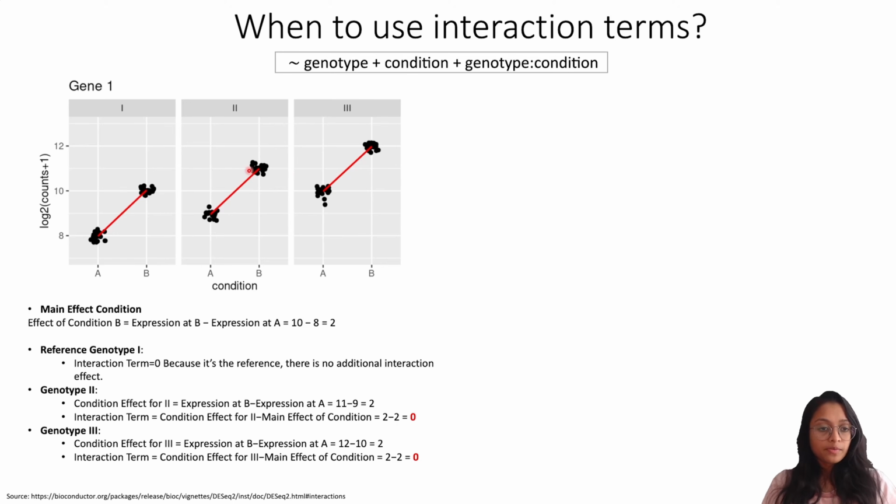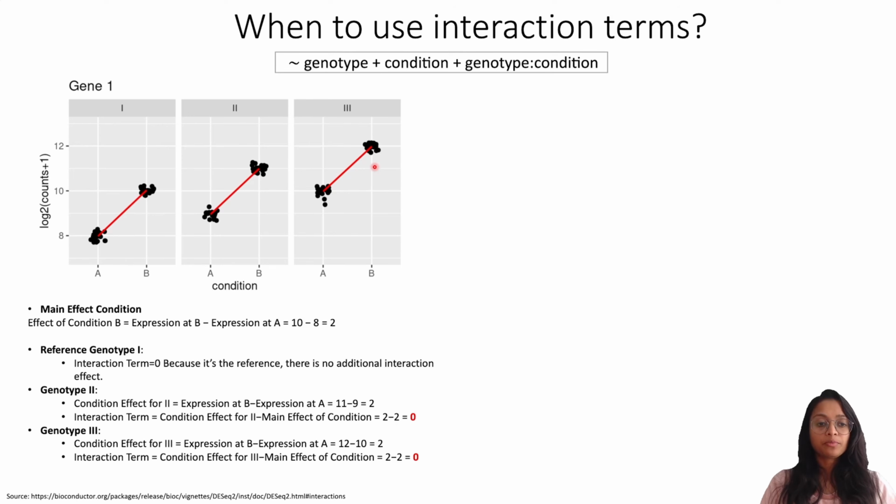For genotype 2, the condition effect would again be the difference of the average expression at condition B minus the average expression at condition A, which is 11 minus 9, equivalent to 2. Now, the condition effect for genotype 2 is equivalent to the main effect, meaning that there is no interaction and hence the interaction term is 0.